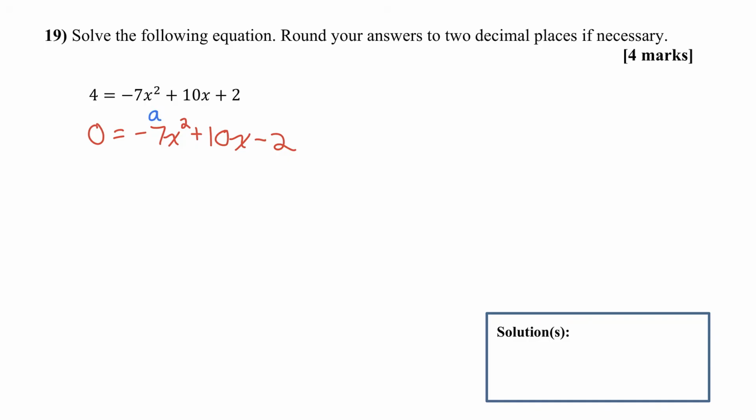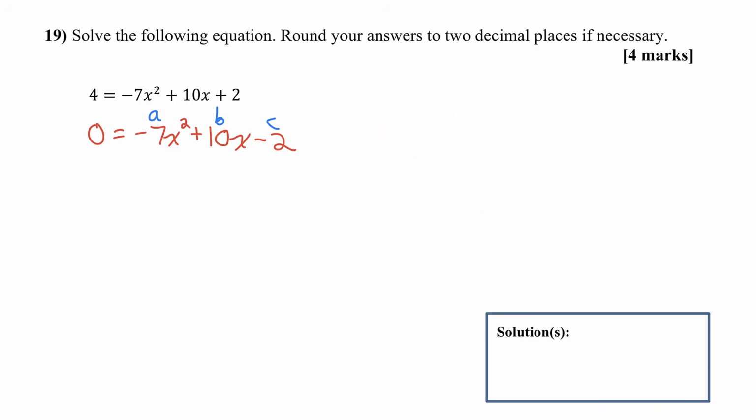We could look and see, are there numbers that have a product of a times c, so a product of 14, and a sum of the b value, a sum of 10? There are no numbers that satisfy that product and sum. That doesn't mean there are no answers to this quadratic equation. It just means there are no rational answers. There may be some irrational answers. We'll have to check the quadratic formula.